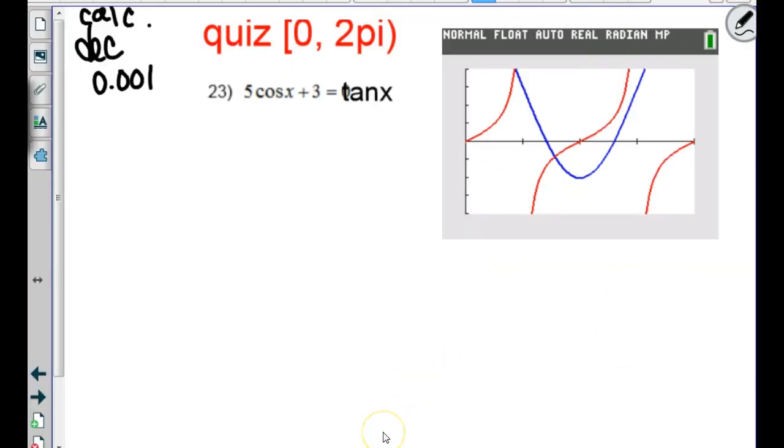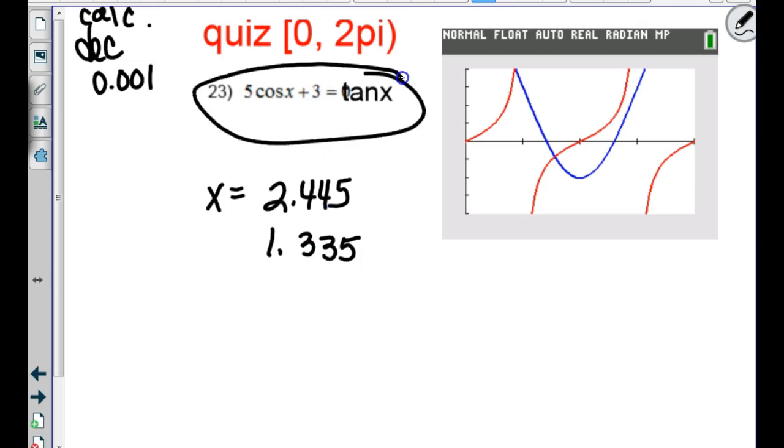So if this were the question on the quiz, you would write x equals 2.445 and 1.335. Did anyone write the other one down? Do not write ordered pairs, guys, because the only variable here is an x. I want to know what x value they intersected at. That's it, not ordered pairs. We good on that question?